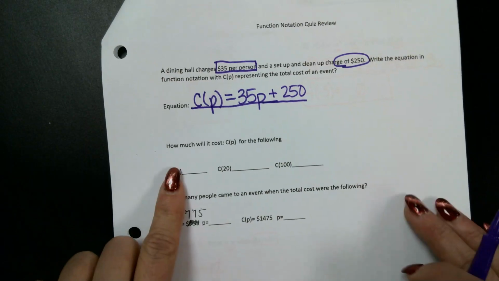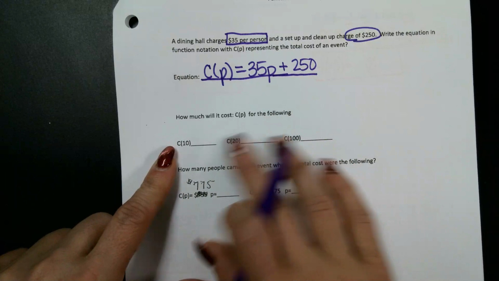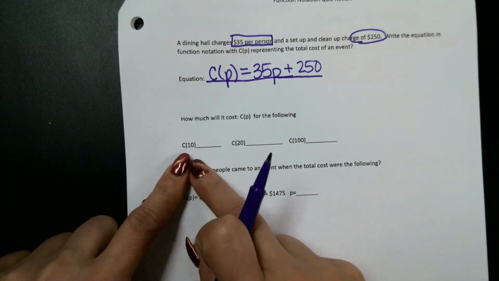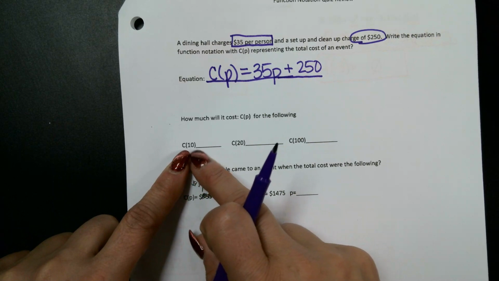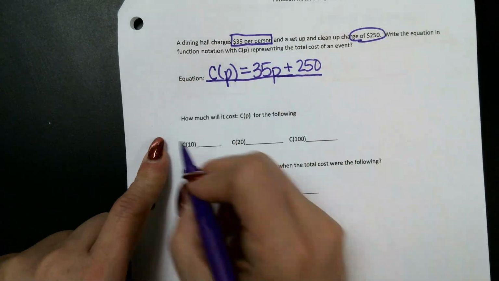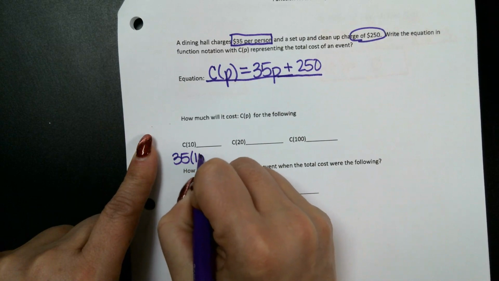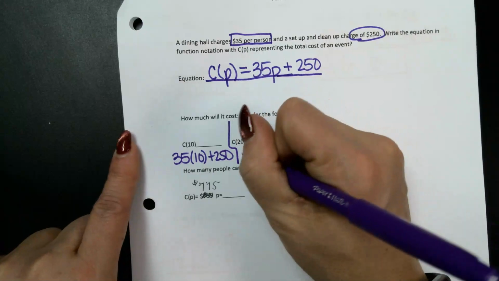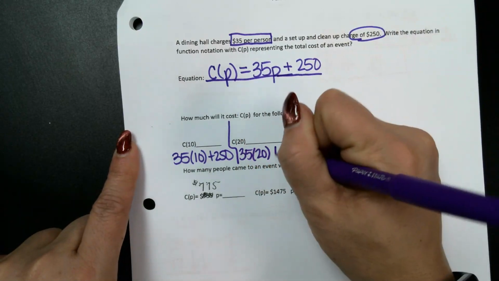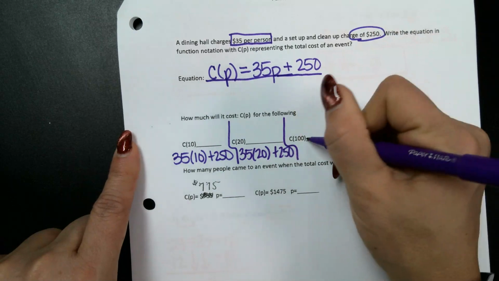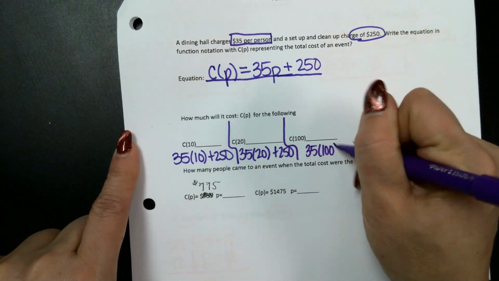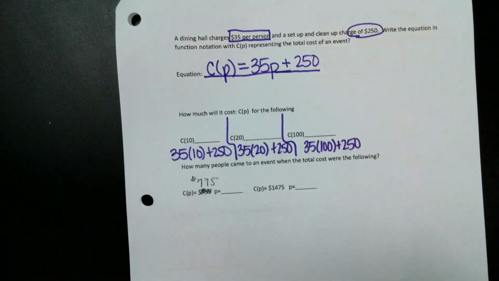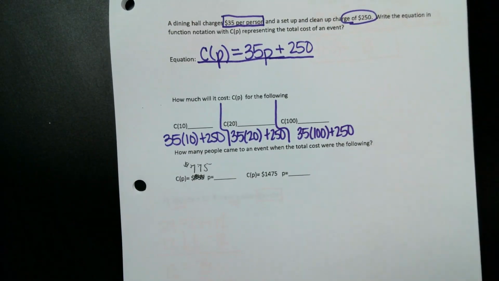So then, down here when it says, how much is it going to cost when there are 10 people? Where do I plug that 10 in? Where the P is. So we would do 35 times 10 plus 250. And you guys would just type that into your calculator. This one here would be 35 times 20 plus 250. And then this one would be 35 times 100 plus 250. So that is all plug and chug. So go ahead and do those for me now, please. Everybody should be picking up their calculators and typing that in.